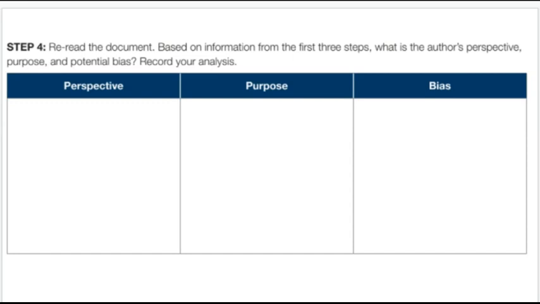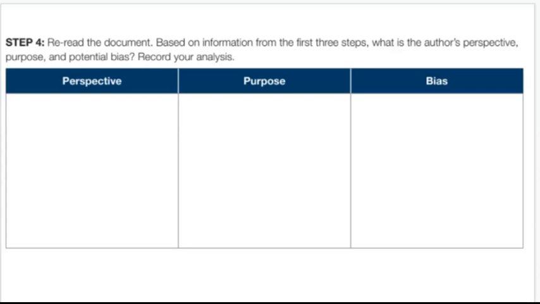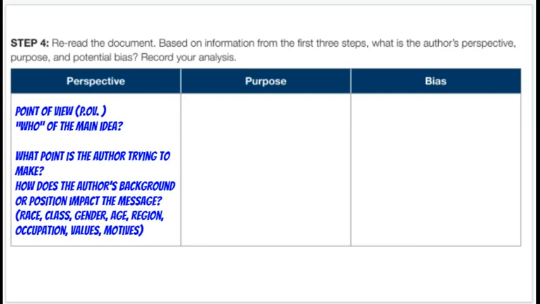you need to take a deeper look at this. There's another video that goes even deeper for the sourcing and evaluating reliability tool, but right now we're just sourcing. I want to clear up and explain perspective, purpose, and bias. It's kind of like the 5 W's, the who, what, where, when, and why, but a little different. Perspective is the point of view. It's kind of like the who in the 5 W's of the main idea.